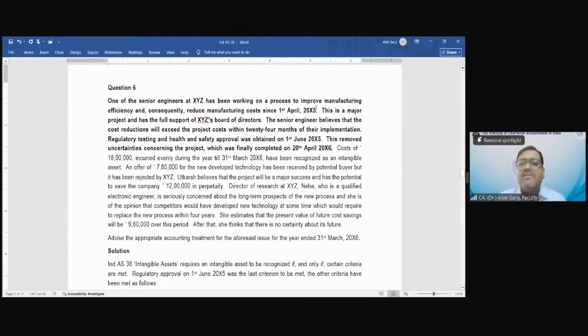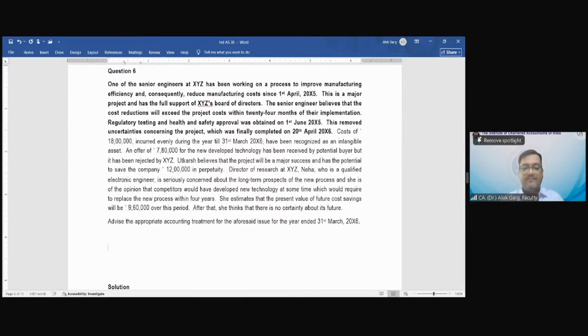But what is the relevance of these 3 dates? 1st April, 1st June and 20th April. Research phase and development phase. From 1st June, it will be capitalized. 1st April 20X5, then 1st June 20X5, then the date is 20th April 20X6. These were the 3 dates.